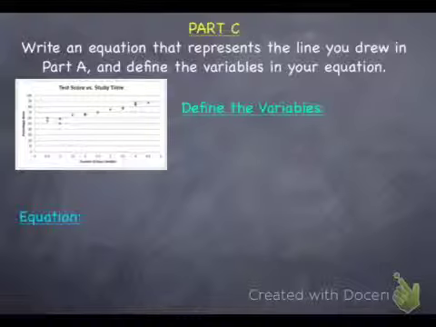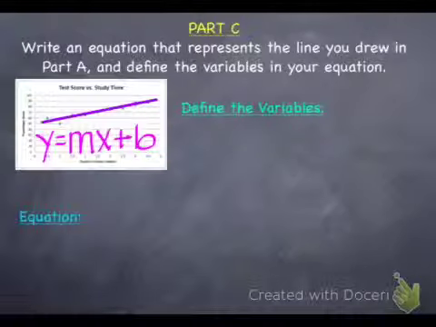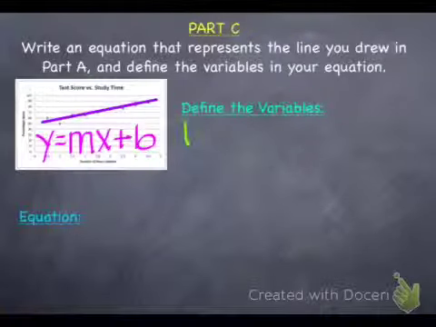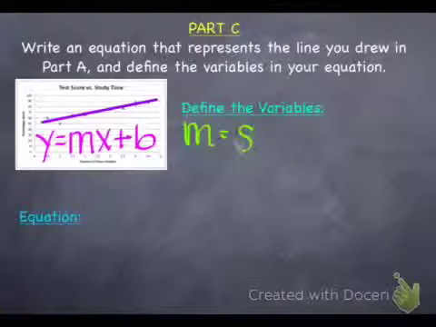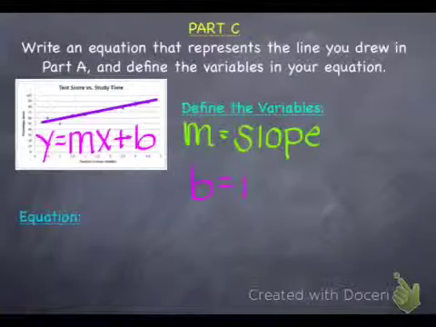Part C says write an equation that represents the line you drew in Part A and define the variables in your equation. So when we write an equation in slope-intercept form, which is y equals mx plus b, we have two variables that we need to come up with. So our m is our slope, and our b is our y-intercept, aka what does y equal when x is 0?